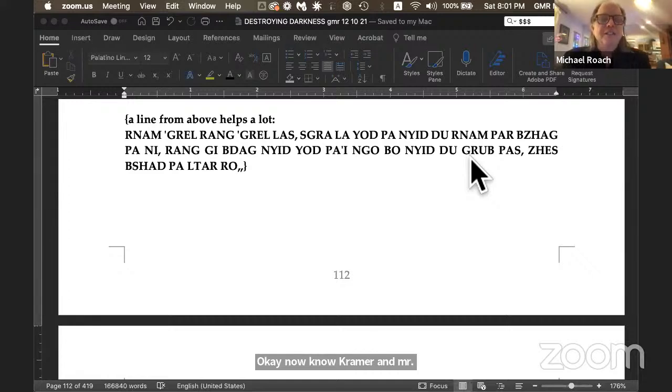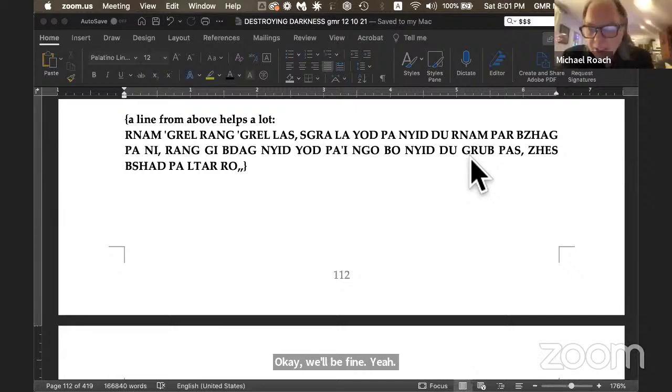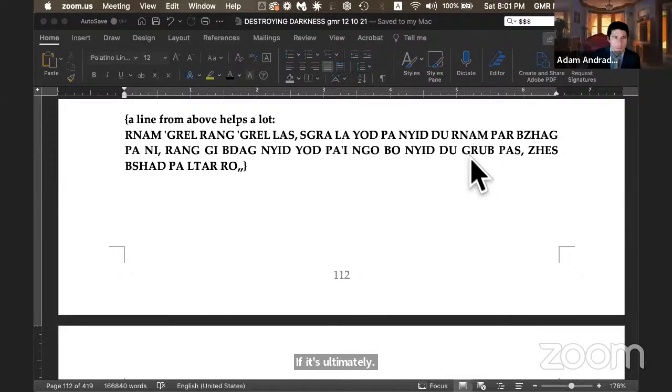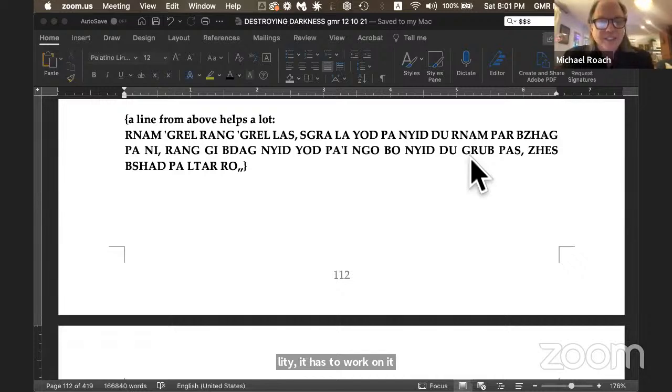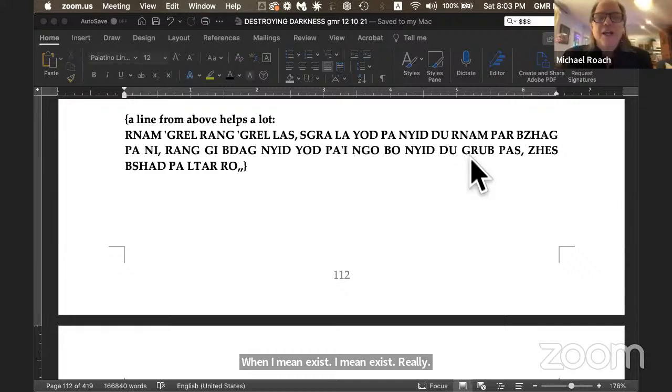Here's how Dharmakirti wants to understand it. Let's take sound. It's a changing thing because it exists as a thing which has its very own nature. That would be fine. Because we've been talking over and over again about in this school, if it's ultimate reality, it has to work. It has to do something, right? So he says, don't pick on me when I say take sound, it's changing because it exists. When I mean exist, I mean exist really. And in my school, you don't exist really unless you do something. That's all.